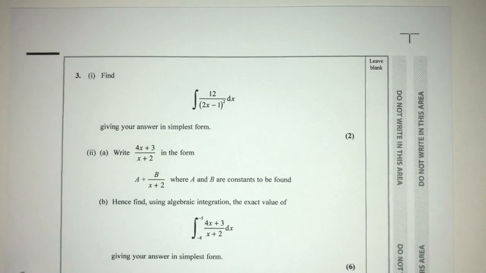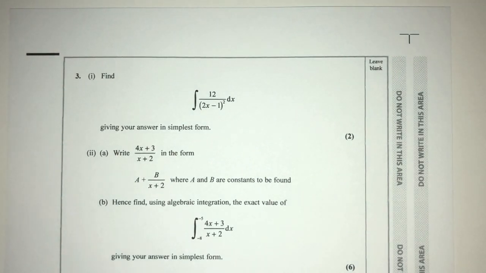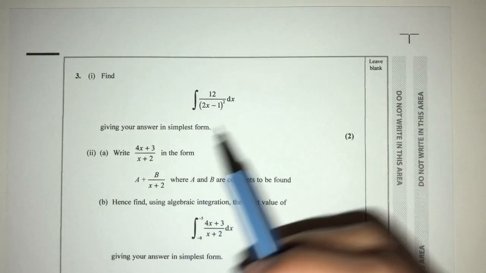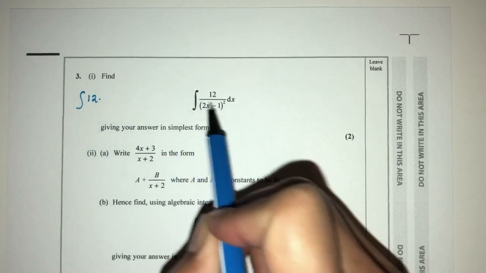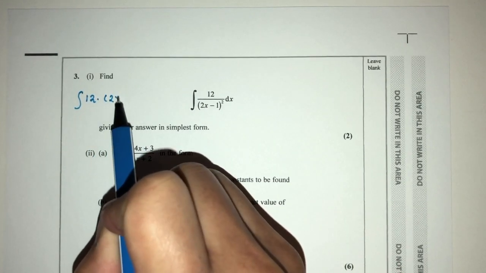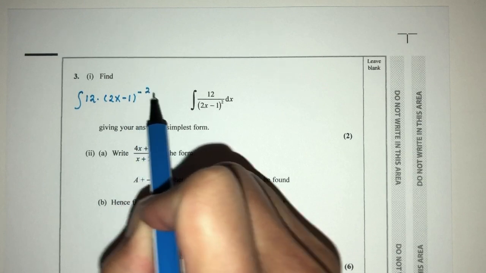Okay, so let's move on to question number 3. So here we have to solve this integration. So how can we do this? So step by step, we can simplify this. This is the same thing as 12. We can send this up. That will be 2x minus 1 power minus 2 dx.